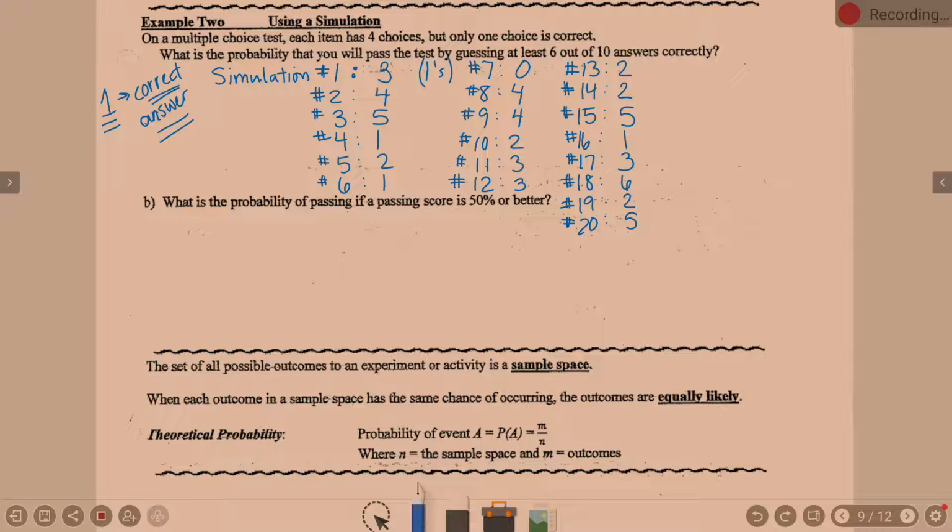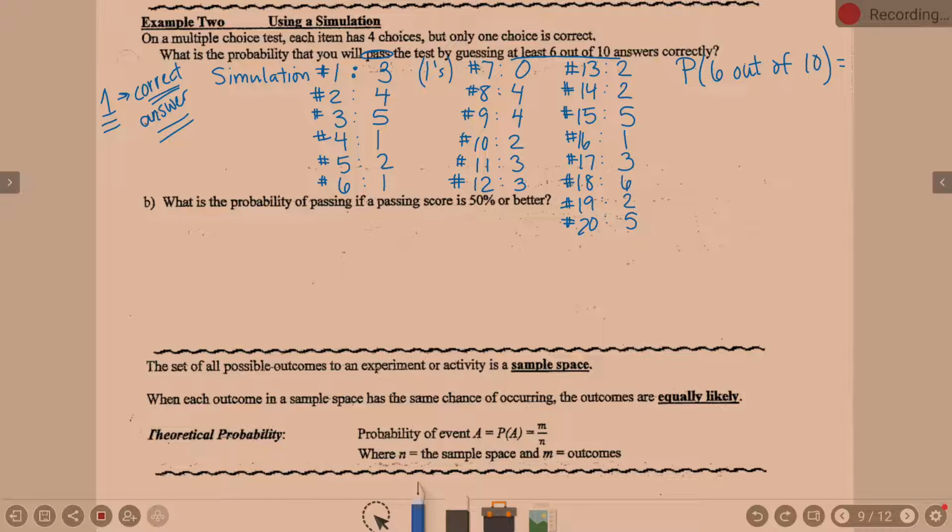Now, this first example says, what is the probability that you will pass the test by guessing 6 out of 10 answers correctly? 6 out of 10 is not passing. So, probability of 6 out of 10. 6 out of 10 is 60%, thank you very much. And that is a D minus. So that's passing. It is not failing, it is passing. It allows you to play sports. It is not failing. Exactly.